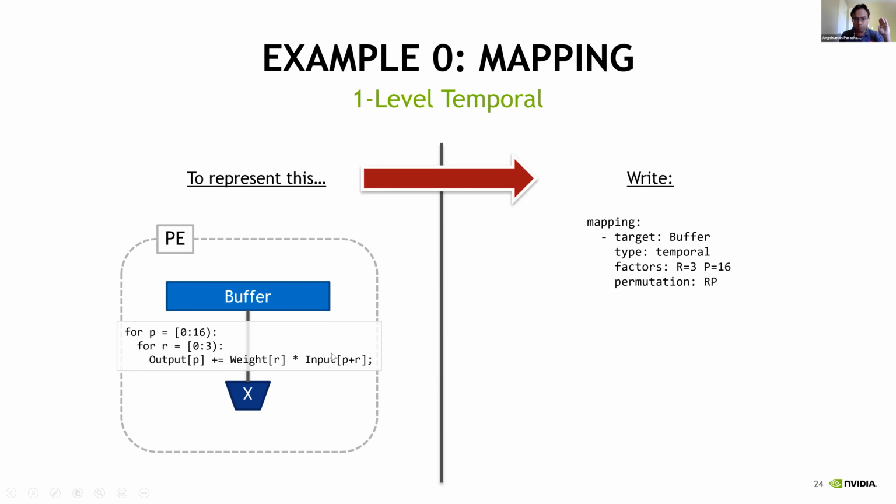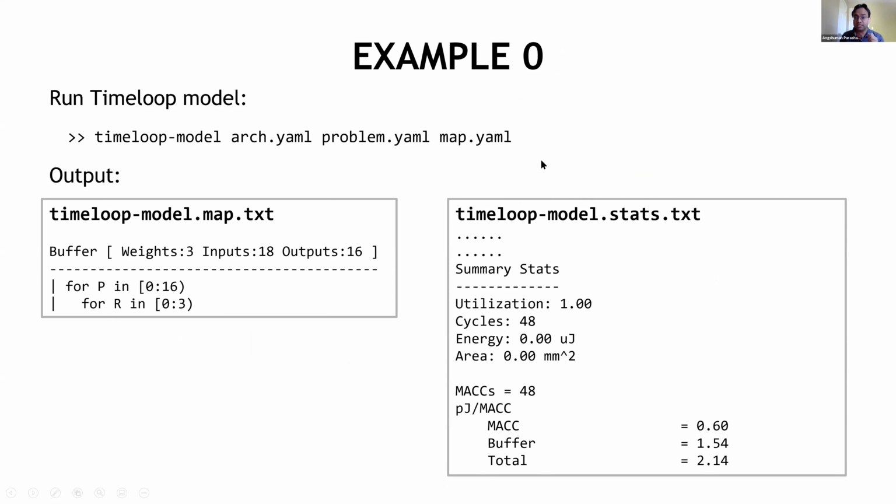So now we've provided Timeloop with a problem, an architecture, and a mapping. We can actually invoke the tool now. And remember, this is Timeloop model we're invoking and not the mapper. And so it's important to fire Timeloop-model. We give it arch.yaml, problem.yaml, and map.yaml. And these are the outputs that Timeloop spits out.